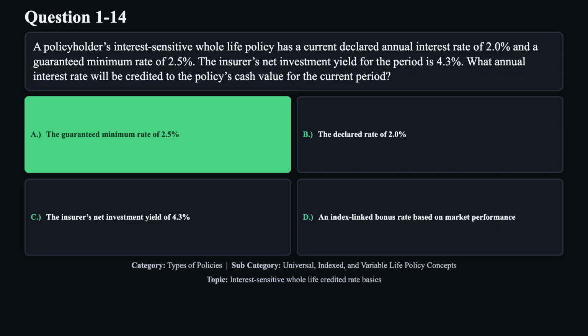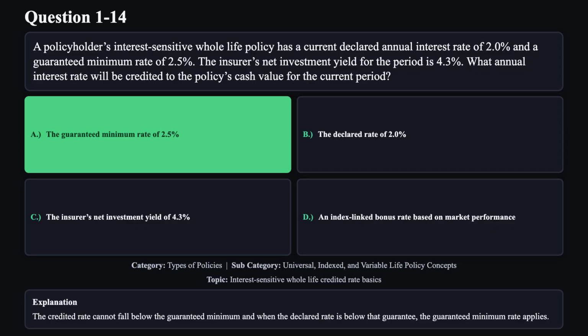The correct answer is A. The credited rate cannot fall below the guaranteed minimum. And when the declared rate is below that guarantee, the guaranteed minimum rate applies.